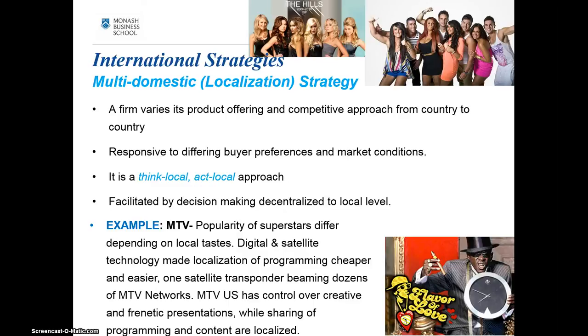So this is a good example of a company that, sure, has some level of control from the head office in the US, but there's certainly a high degree of localization and individual market responsiveness from one country to another.